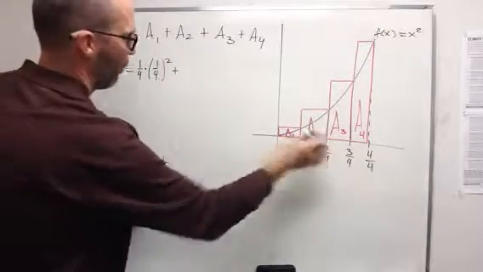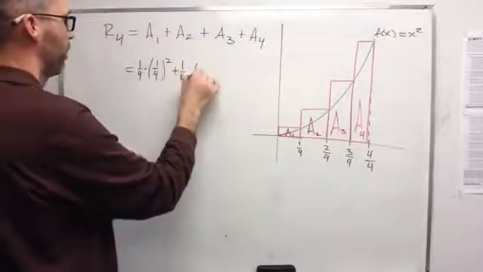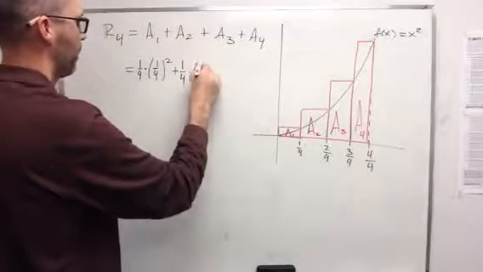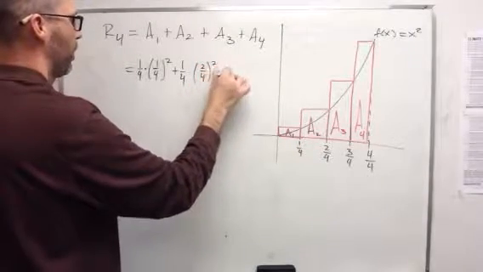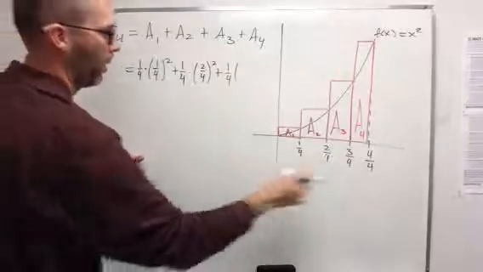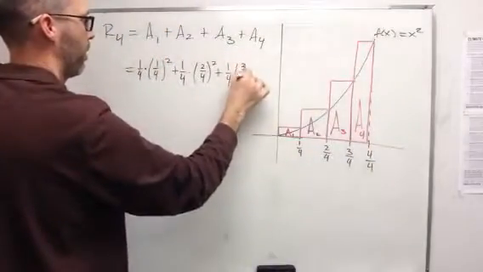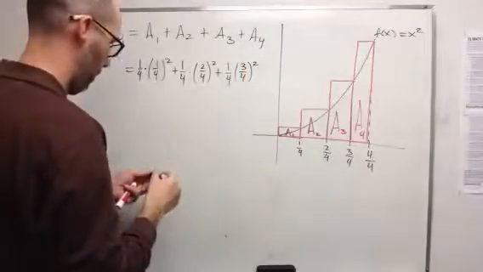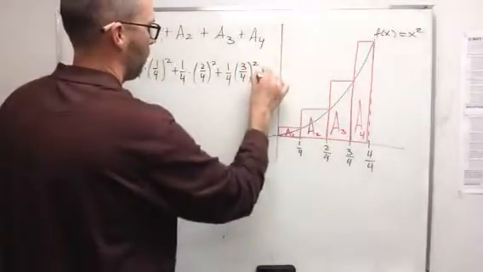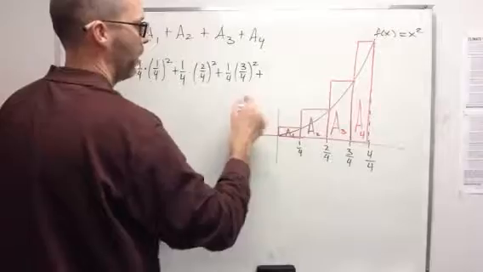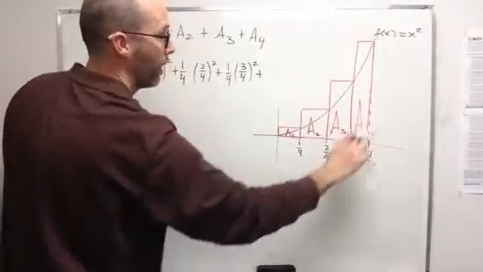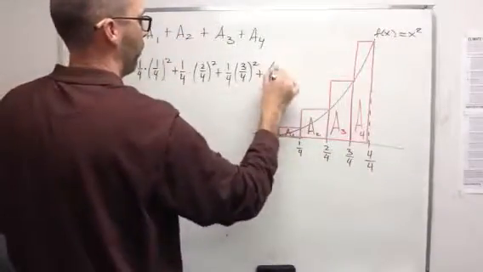Area 2 has a width of a fourth times a height of 2/4 squared. Okay, so then a fourth and 3/4 squared. And now area 4, a width of a fourth again, and a height of 4/4 squared.